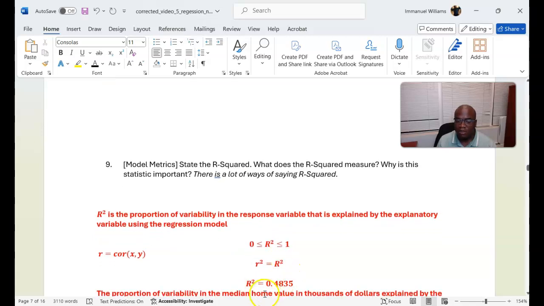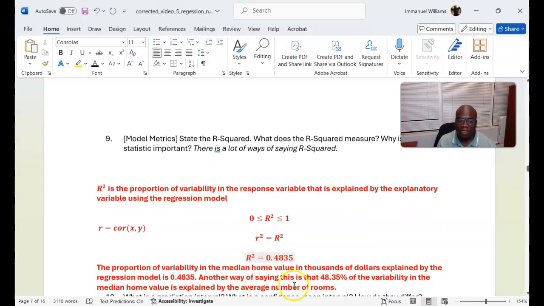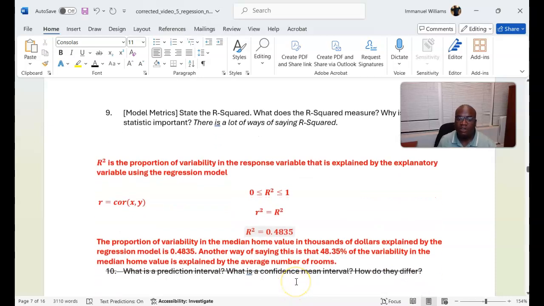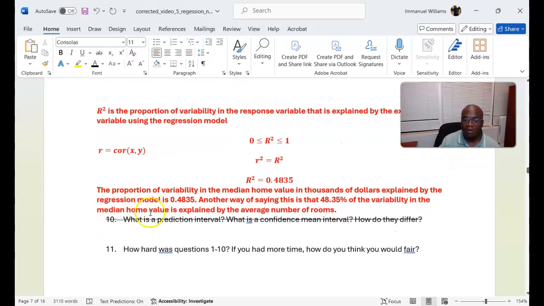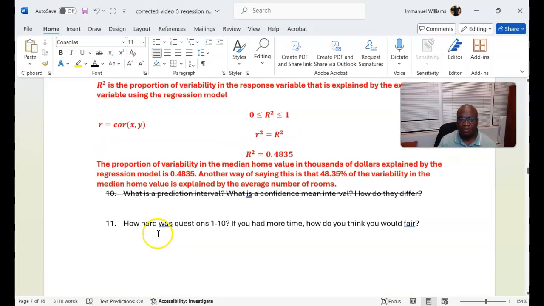In our situation, R squared is equal to 0.4835. The proportion of variability in the median home value in thousands of dollars explained by the regression model is 0.4835. Another way of saying the same exact thing is that 48.35% of the variability in the response variable, the median home value, is explained by the average number of rooms. Okay, so that is number 9. Let's get to number 10.